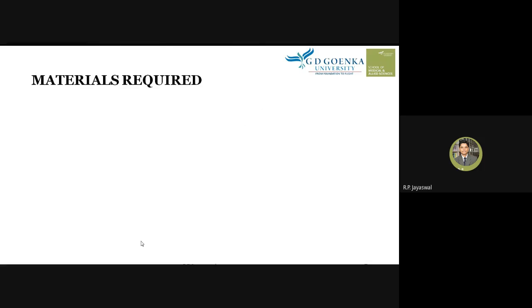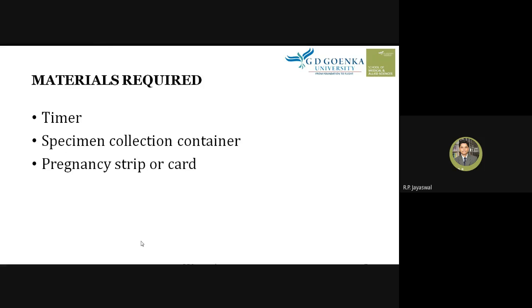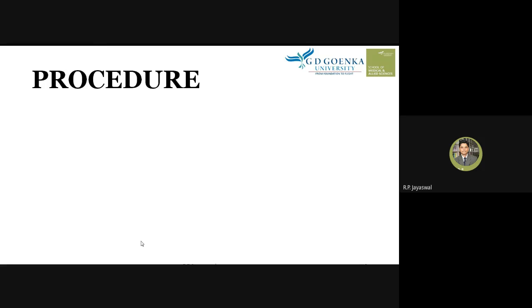What are the materials required for performing the test? We require a timer. If we have a mobile phone, we have a timer inside. The timer is just to keep track because we need to observe the result. We need a specimen collection container so that we can collect the specimen, serum or urine. We need a pregnancy strip or card. And what is the procedure for this?